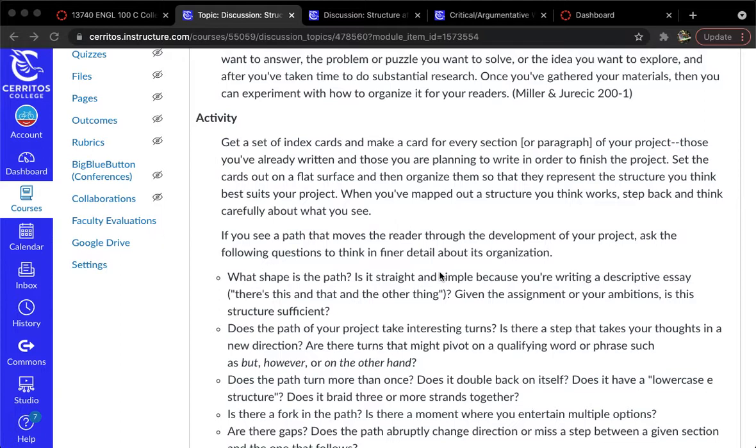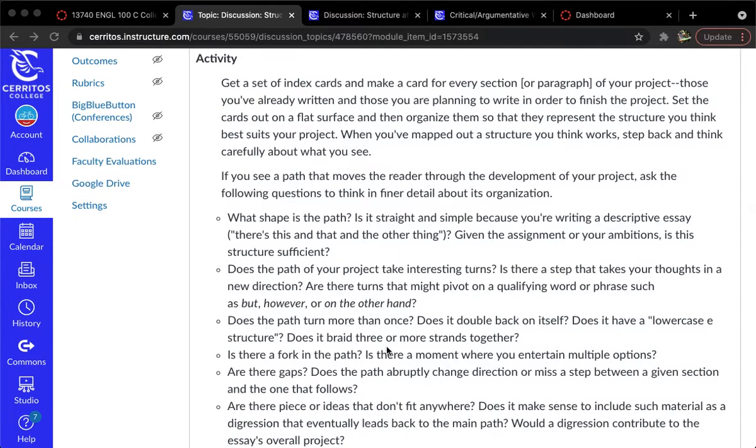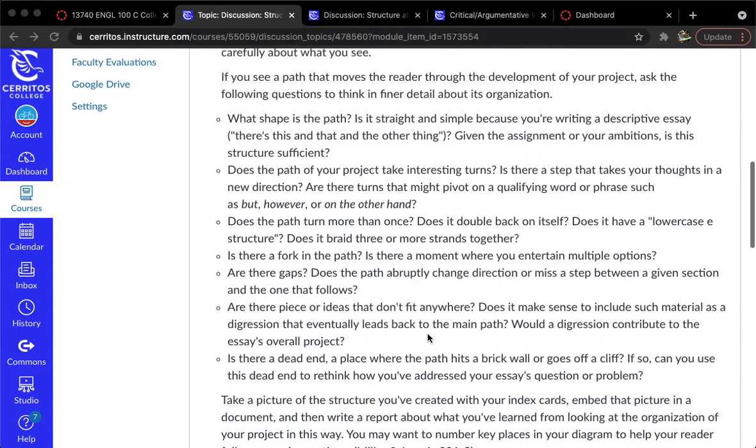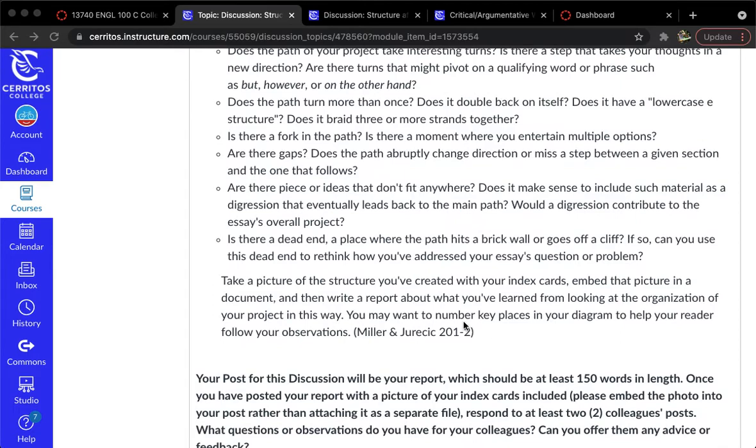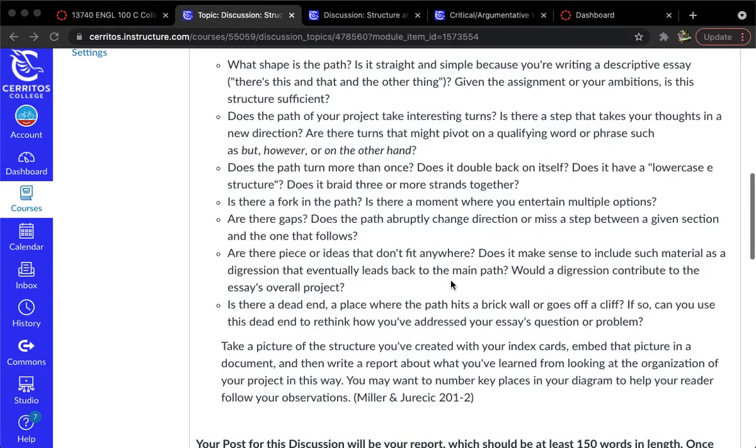You could shuffle them up, you can move them around. So I really do encourage you to play around and see if there are other possible structures that you can potentially build into your essay than the one that you have already begun to create in your first draft, right? So once you've done that, I have some questions here, or rather Miller and Jurassic include some questions here for you to think about. And these are the things that you're going to include in your response that you will then post to the discussion board, okay?